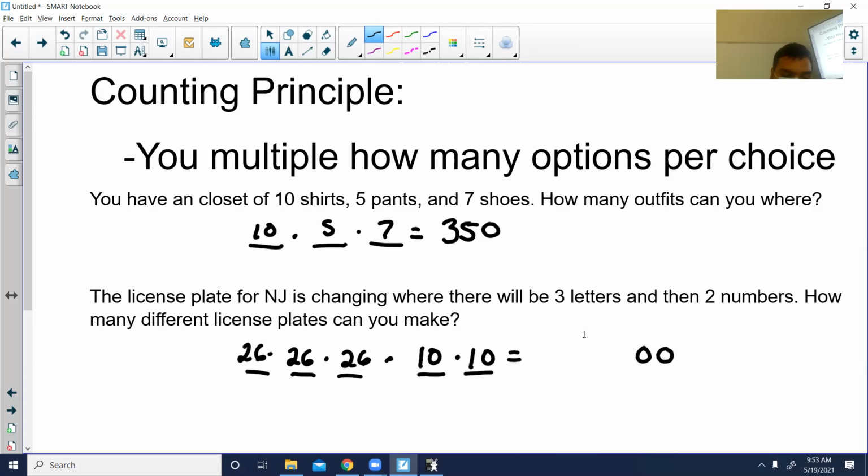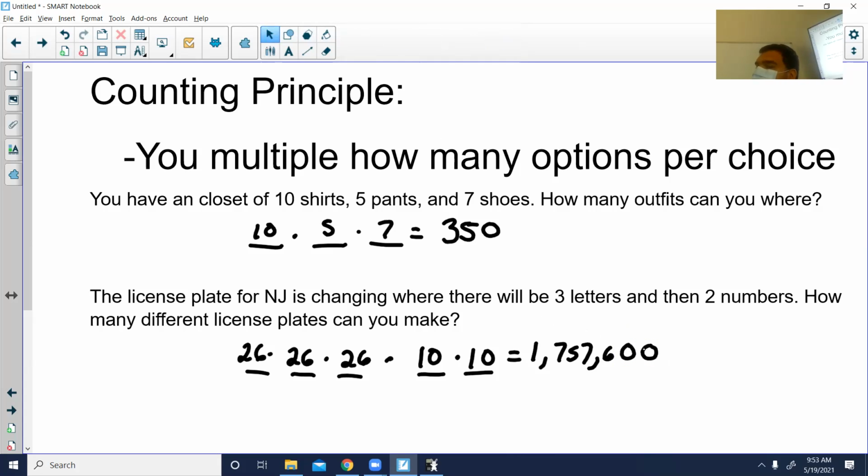No, now I messed up. I'll just do it, don't worry. 1,757,600. Well, I feel like there's one before. That makes sense. It should be a real big number.